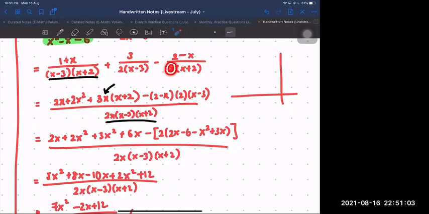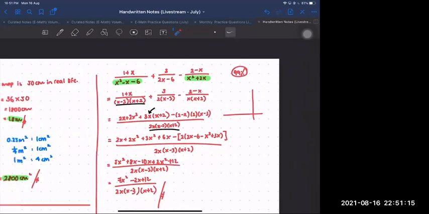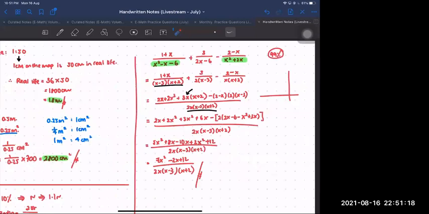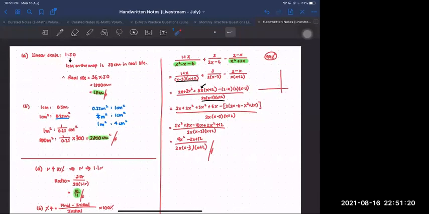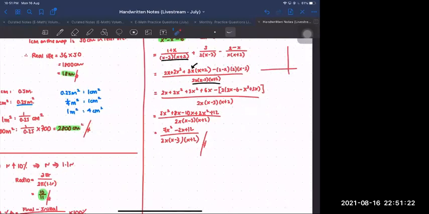Same thing, I got an x here. So that will be one of my components as well. And there's a 2 here. So this will wholly form my full denominator: 2x, x minus 3, x plus 2. So this is the final answer. Okay, great. So let me move on.